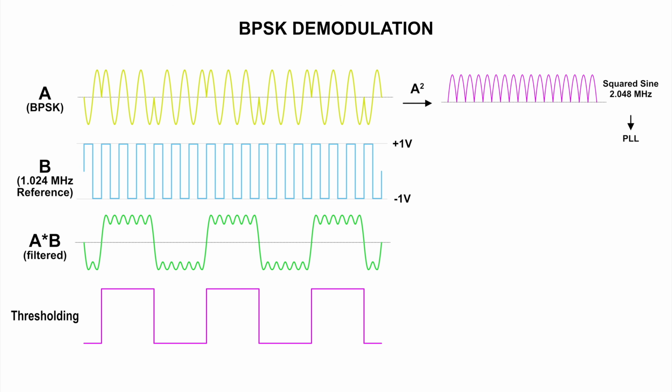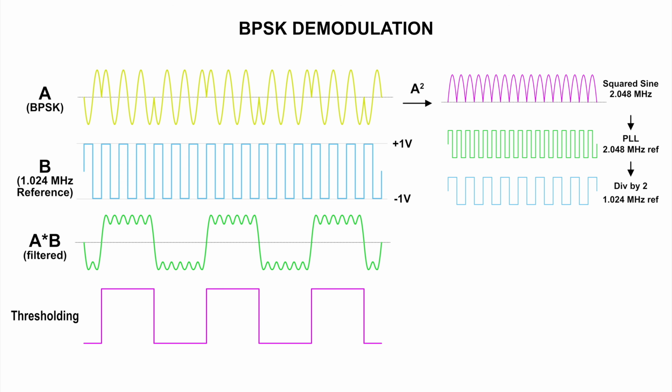If we throw a PLL at it, we will clean it up further and get a reference at 2.048 MHz. We then divide it by 2 and we end up with the 1.024 MHz signal phase aligned, which we use for our reference signal B.